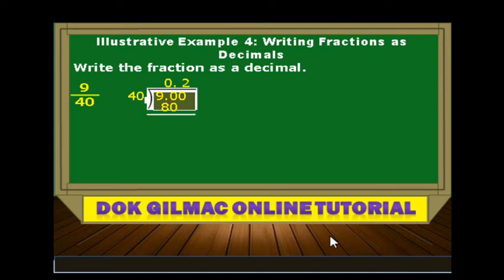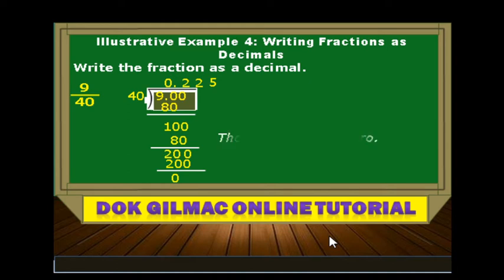Then subtract 90 by 80, so we have 10. Bring down 0, so 100. 100 divided by 40 is 2. Then multiply 2 by 40, we have 80. Subtract 100 minus 80, so we have 20. Bring down 0. 200 divided by 40 is 5. 5 times 40 is 200.